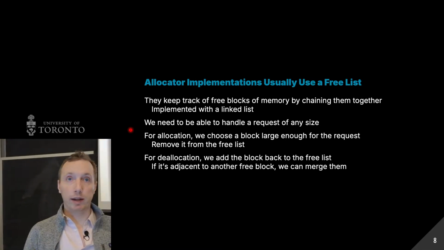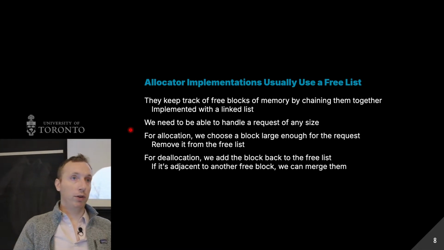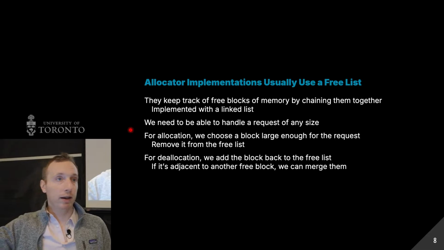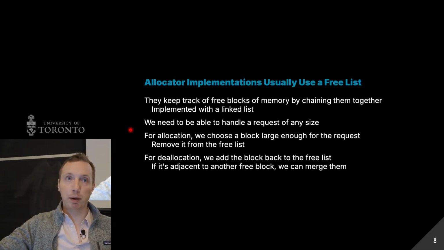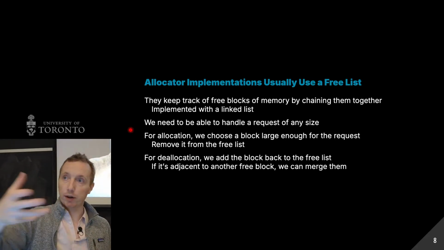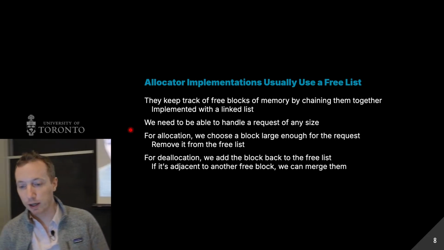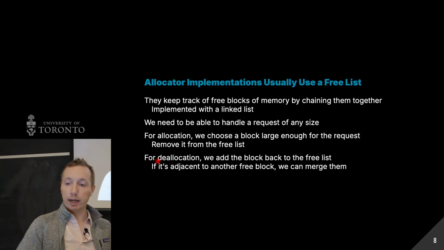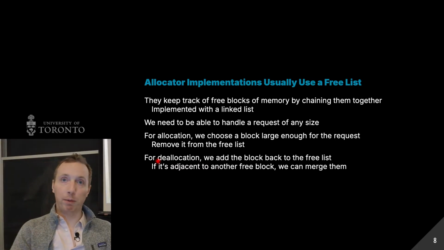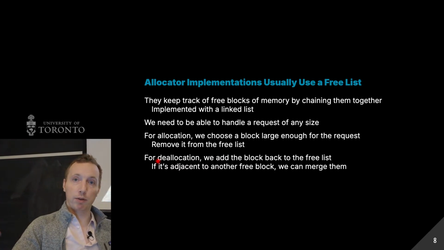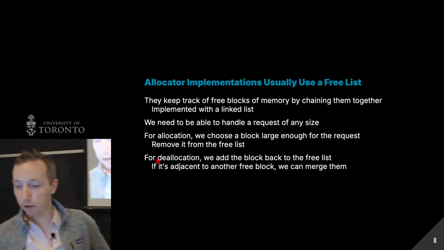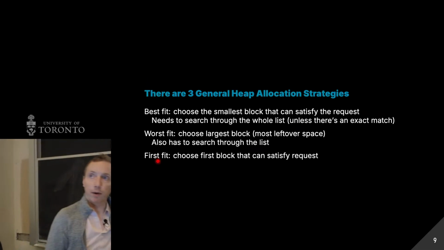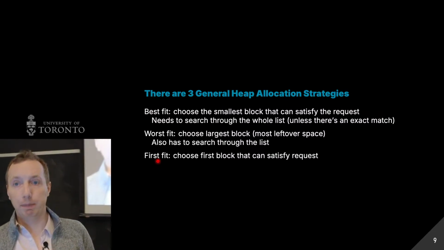The easiest thing to do for an allocation is to just choose a free block large enough to satisfy the request and remove it from the free list. If it's too big, we can split it into an allocated chunk and a smaller free chunk. And then for deallocation, we just add that block back to the free list. If it's beside another free block, we could coalesce them, or make them a larger contiguous block, so we can handle a larger request. Merge them, coalesce them, whatever term you want to use.